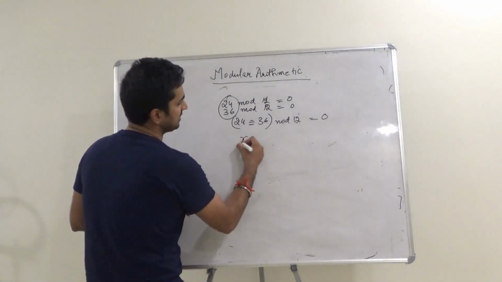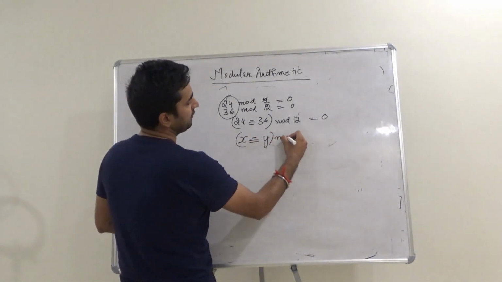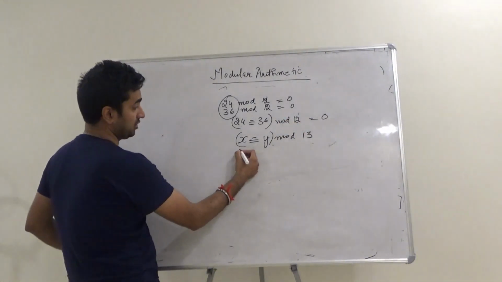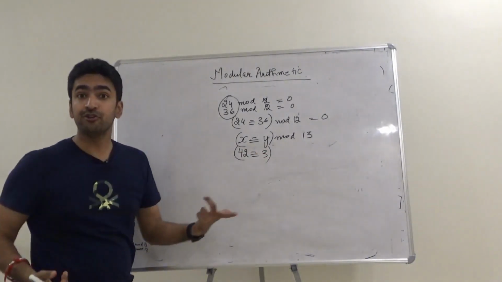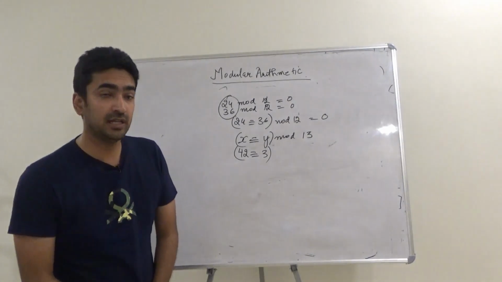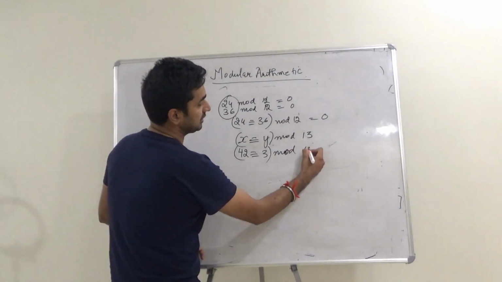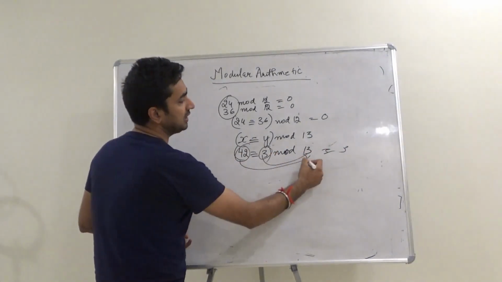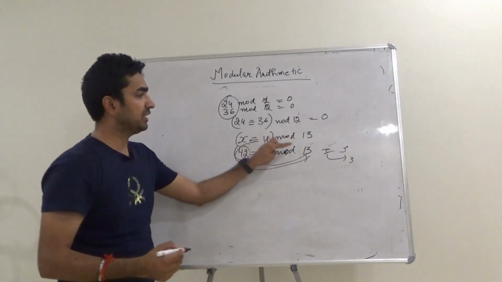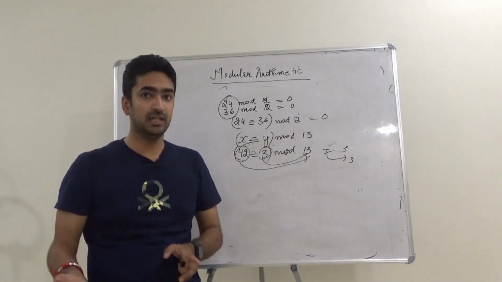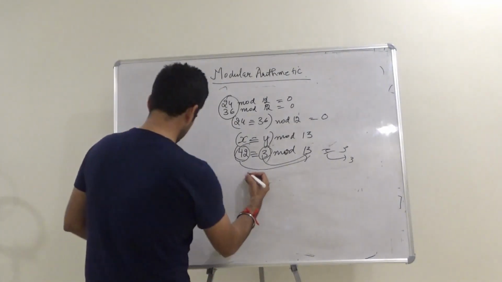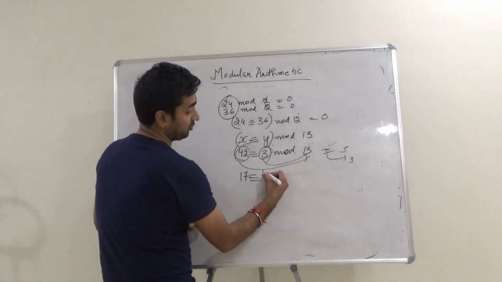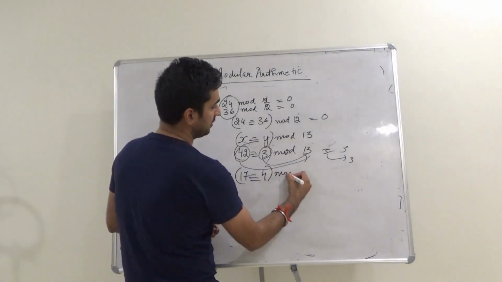Let's say x is congruent to y when done modulus with, let's say, 13. So I can say that 42 is congruent to 3 if done modulus with 13. Obviously 42 modulus 13 is 3 and 3 modulus 13 is also 3. So 42 and 3 are congruent when modulus is done with 13. Similarly, I can say that 17 is also congruent with 4 when done modulus with 13.